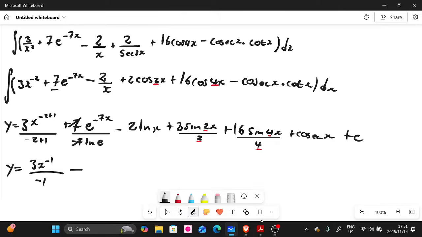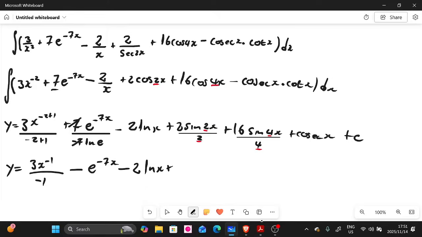Ln e, guys, is equaling to 1. So this is basically negative 7x, because this here, ln e, guys, ln e is equaling to 1. Please don't forget that, guys. Please don't forget. Right. And then we leave this one. This one is already simplified. 2 ln x simplified.